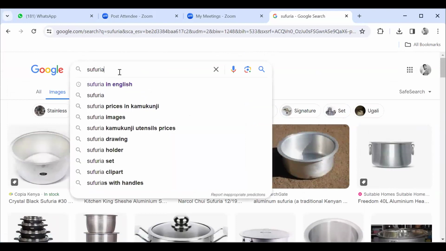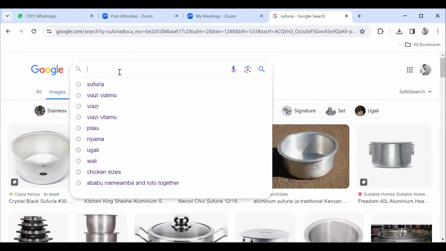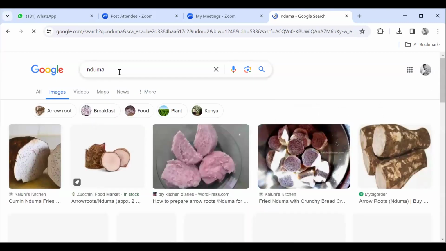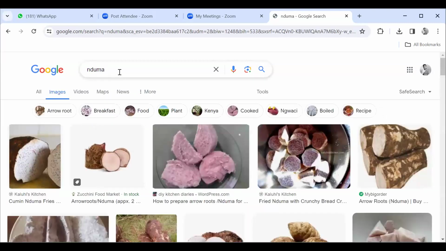But there's another thing you can also take. We are discussing stem words of kupika. You can use what you call nduma. These ones. You know these arrowroots? Only the name. You've not seen these around? They look a bit like cocoyam, but it's not cocoyam.